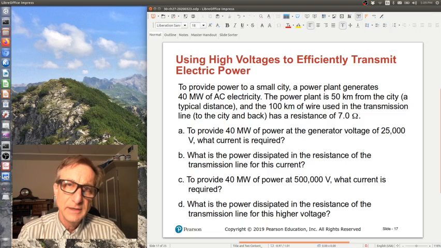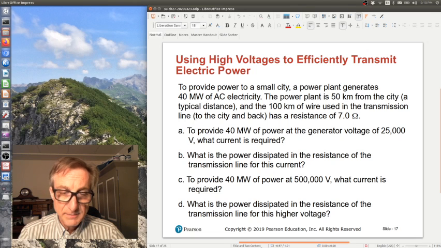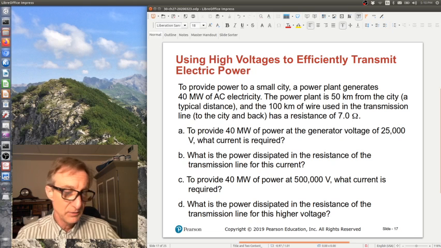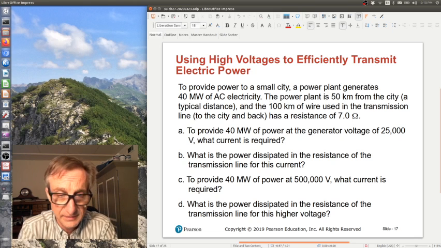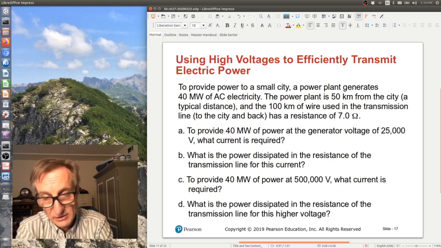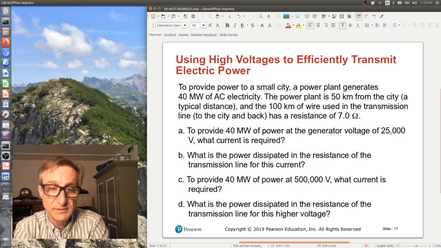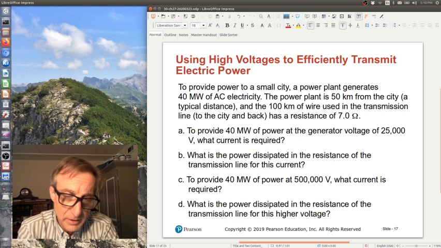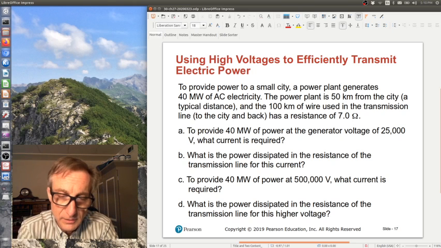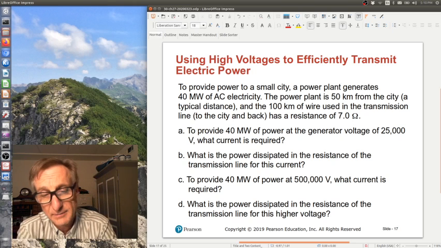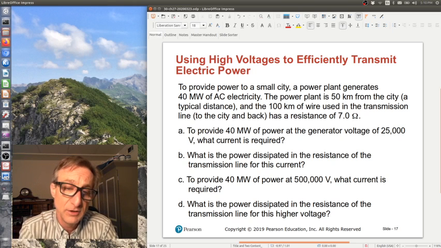Let's consider an example to underscore the value in transporting power at high voltage across long distances. So we're going to consider the following problem. To provide power to a small city, a power plant generates 40 megawatts of AC electricity. The power plant is 50 kilometers away from the city, and this is a typical distance. And the 100 kilometer wire used in the transmission, we have to go to the city and back again, has a resistance of 7 ohms.